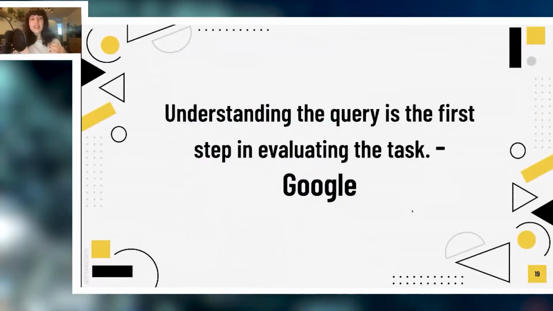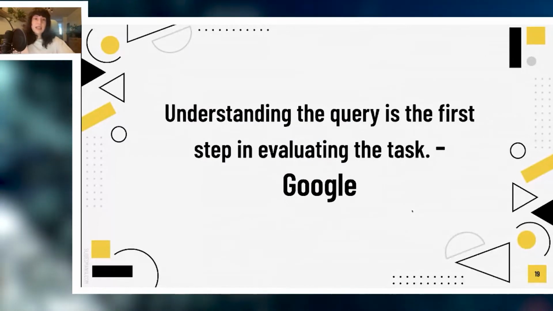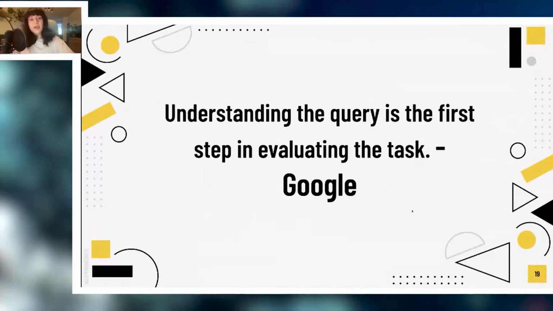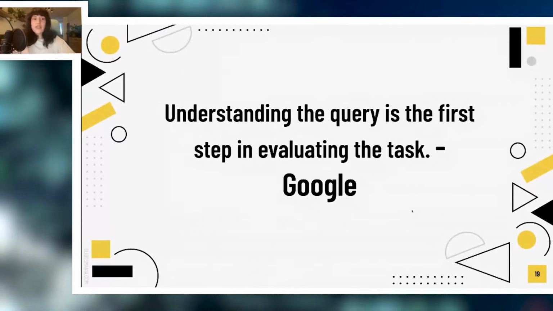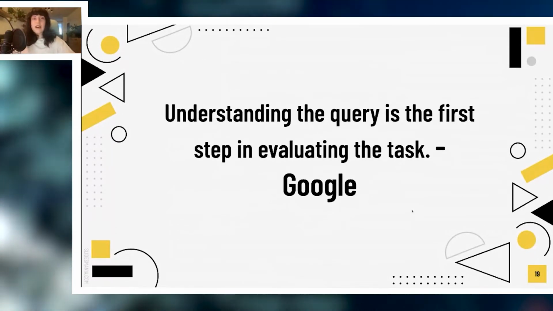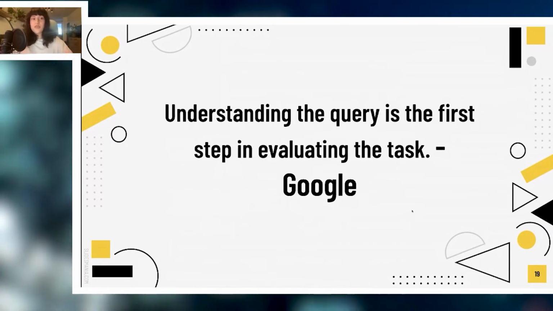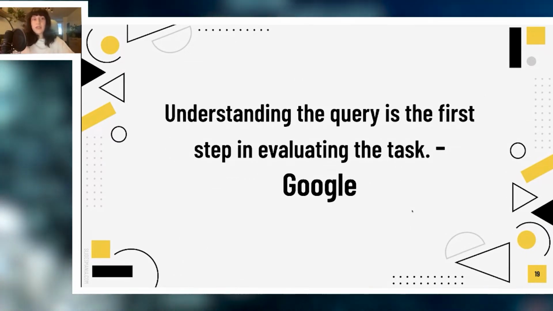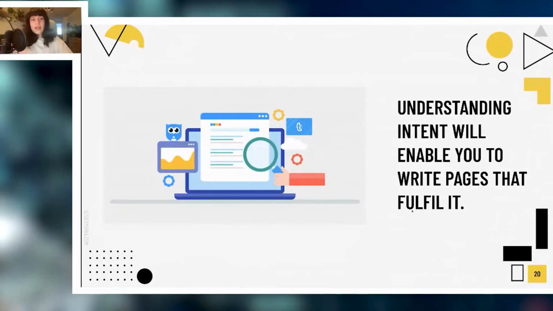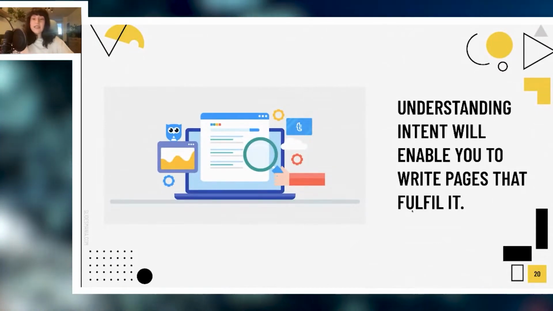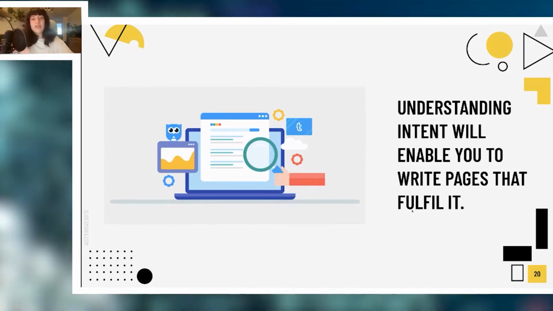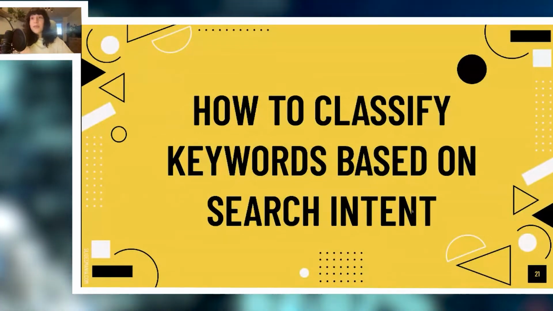And the second thing is something that Google says in their guidelines for evaluating search queries, and that is that understanding the query is the first step in evaluating the task. So for us SEOs, it's very important to understand how people search and what their queries actually represent in terms of their needs, in order for us to build pages and websites that actually satisfy these needs. Essentially, if you understand intent, you will be able to write pages and structure your website in a way that actually fulfills that intent. So let's talk about how you actually do that.